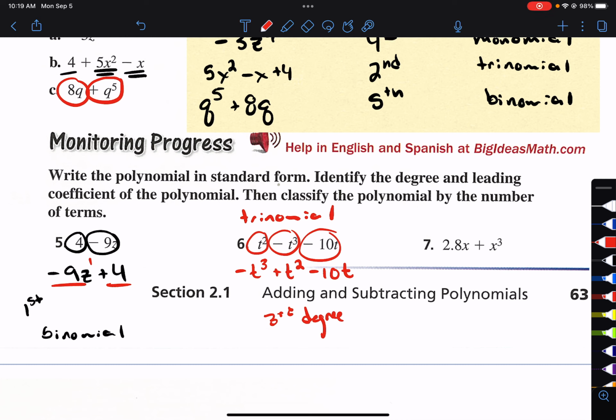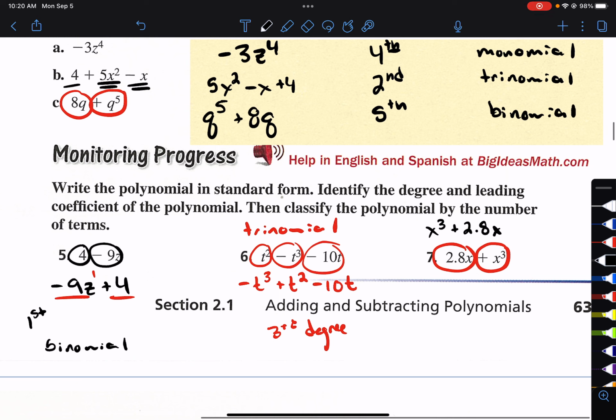so it's a 3rd degree trinomial. Number 7, I've got 2 terms, 2.8x and x cubed. Well, the x cubed goes first, and then plus 2.8x is going to go next. There's 2 terms, so it's a binomial. And what degree is it? I look for my largest exponent, which is that 3. So it's a 3rd degree binomial.